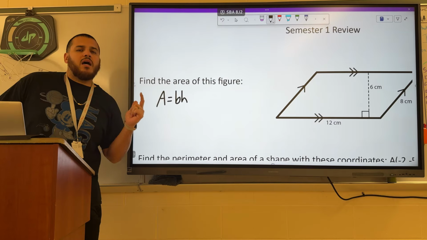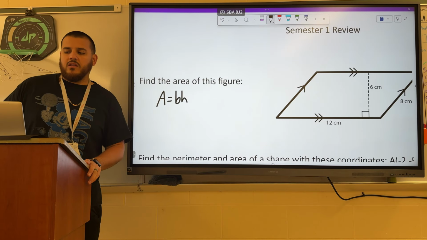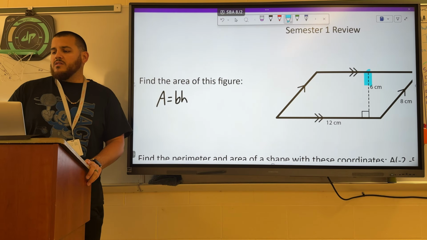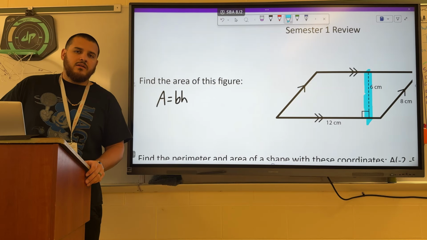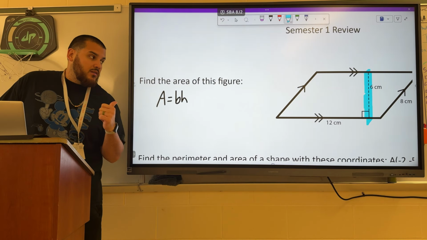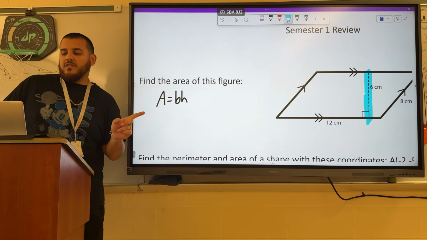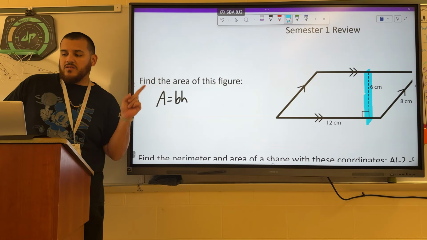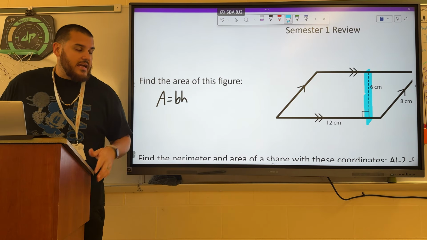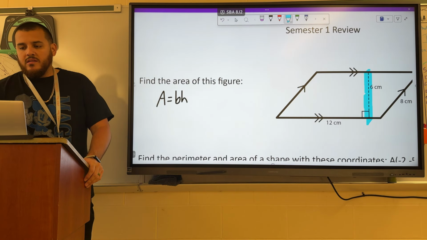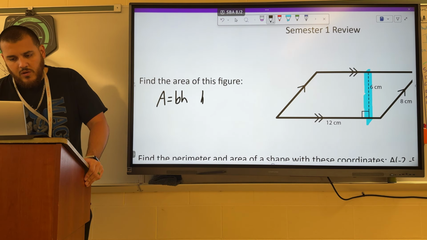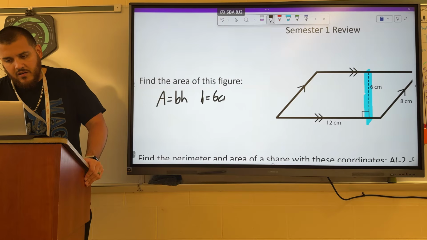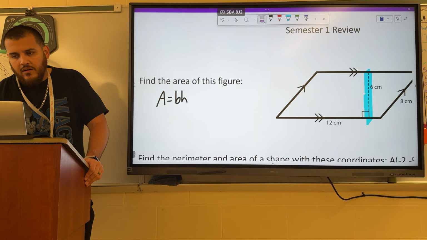The key is to remember heights are always perpendicular. They always have to form a right angle. So the only thing we can consider, remember heights have to be perpendicular, they have to form right angles, so the only thing that we can consider a height in this figure is that dashed segment there that is 6 centimeters long. That's typically what we should do first, is identify the height of our figure. Let me write that more cleanly. We have a height of 6.